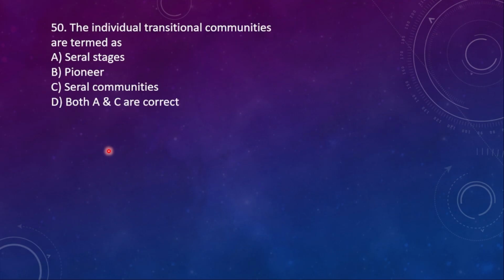50. The individual transitional communities are termed as serial stage, pioneer, seral community. Both A and C are correct. Here the right option is D.